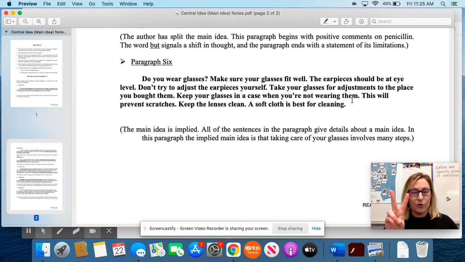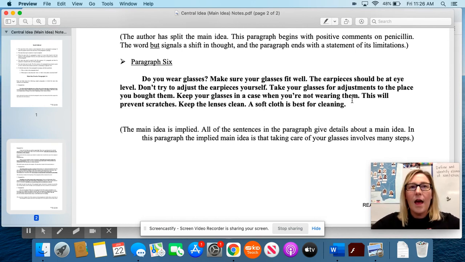Okay, so I'm going to ask myself the two questions. Who or what was this about? It's about glasses. Okay, what aspect of glasses? Well, it seems to be about taking care of glasses and all the many things you have to do to take care of your glasses. So, a central idea could be that there are many steps to taking care of your glasses, or there are many things you need to do to take care of your glasses. And so here you can see there isn't a sentence that states the main idea. You have to infer the main idea based on all of those details.